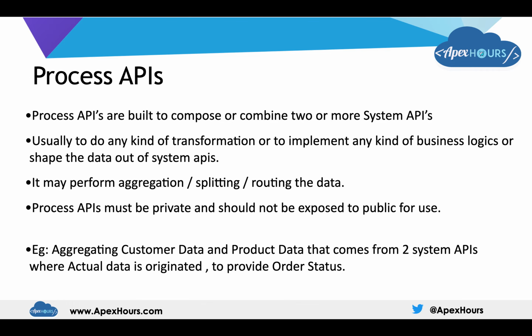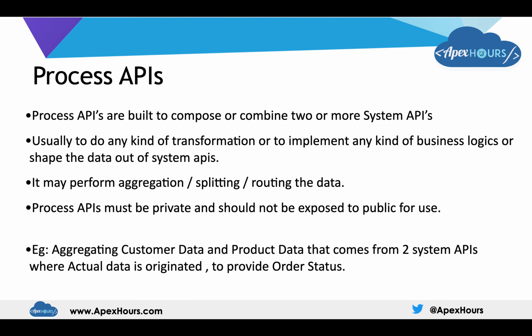So we need to do some transformation so that we get the data from Snowflake and put it inside Salesforce. So some kind of transformation or business logic is required. In those cases we usually use process APIs. If you want to remember it this way, to do any kind of transformation or to implement any kind of business logic or shape the data out of system APIs, you will be using process APIs.